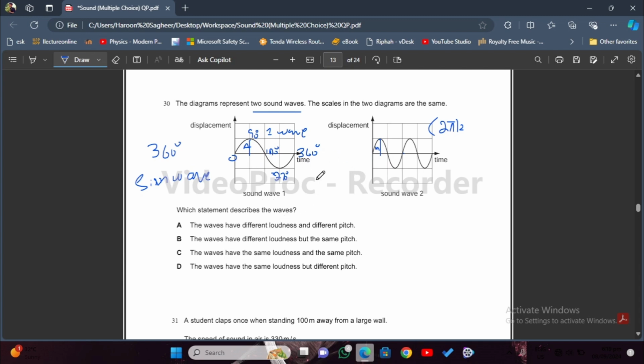Pitch is related to the frequency. For this one, frequency is higher. For this one, frequency is lower. So amplitude, or the loudness, is the same. The waves have the same loudness and the same pitch: incorrect. The waves have the same loudness but different pitch: that one is correct. D is correct.